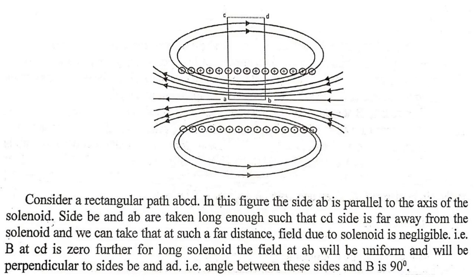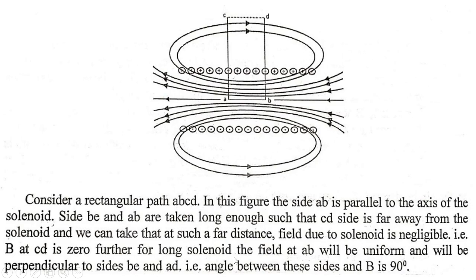Consider a rectangular path ABCD as shown in the figure. Sides BC and AD are taken long enough such that side CD is far away from the solenoid, and we can take the far distant field due to a solenoid as negligible. That is, B at CD is 0.